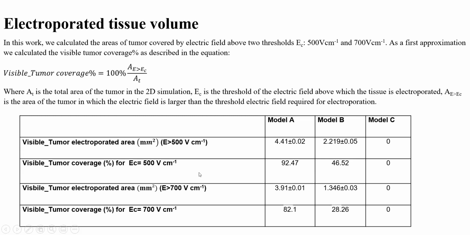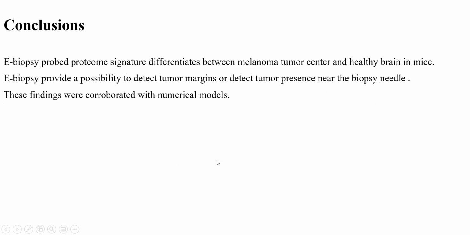As seen in the table, when the needle was inside the tumor in model A, the electroporated area was larger. The tumor tissue is electroporated also in model B, although the needle is positioned outside of the tumor. That allows us the detection of tumor presence. We calculated the tumor area using the contour application in QuickField. So E-biopsy differentiates between melanoma tumor and healthy brain in mice.